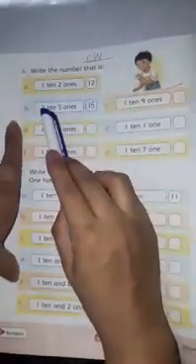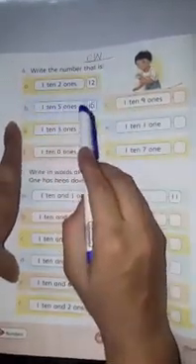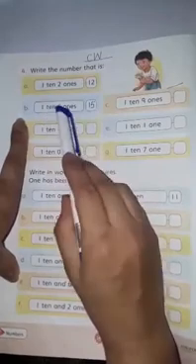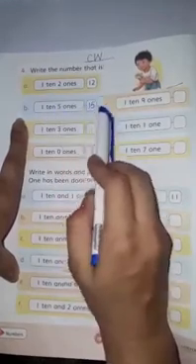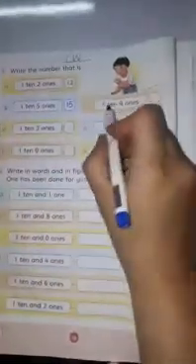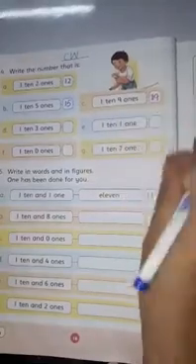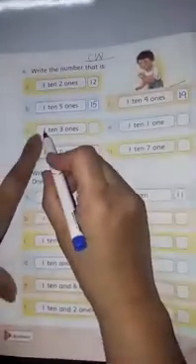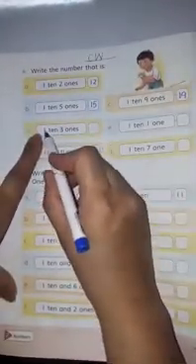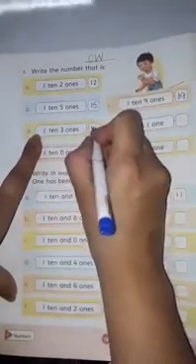B part: 1 ten, 5 ones. It means you have two digits, 1 and 5. So you write 15 over here in this box. So in C part, 1 nine, 19. So in D part, 1 ten, 3 ones. It means 1, 3, 13.